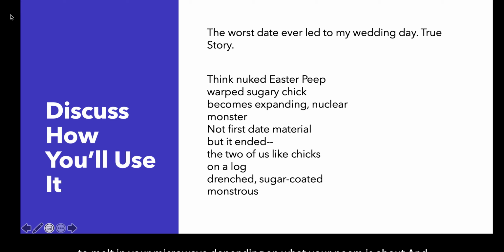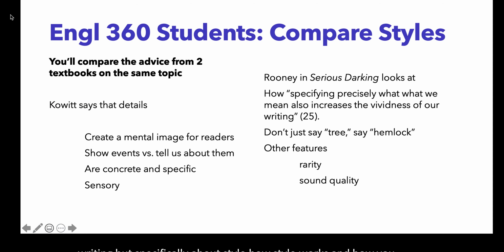For the students who are in English 360, which is not just about creative writing, but specifically about style, how style works, and how you develop your own style. So it requires you to compare styles. First, in textbook advice, we know what the advice Cohen gave about details. Well, Rooney, in the textbook Serious Daring, which is a textbook that 360 students are reading and 160 students aren't, looks at how specifying precisely what we mean also increases the vividness of our writing.